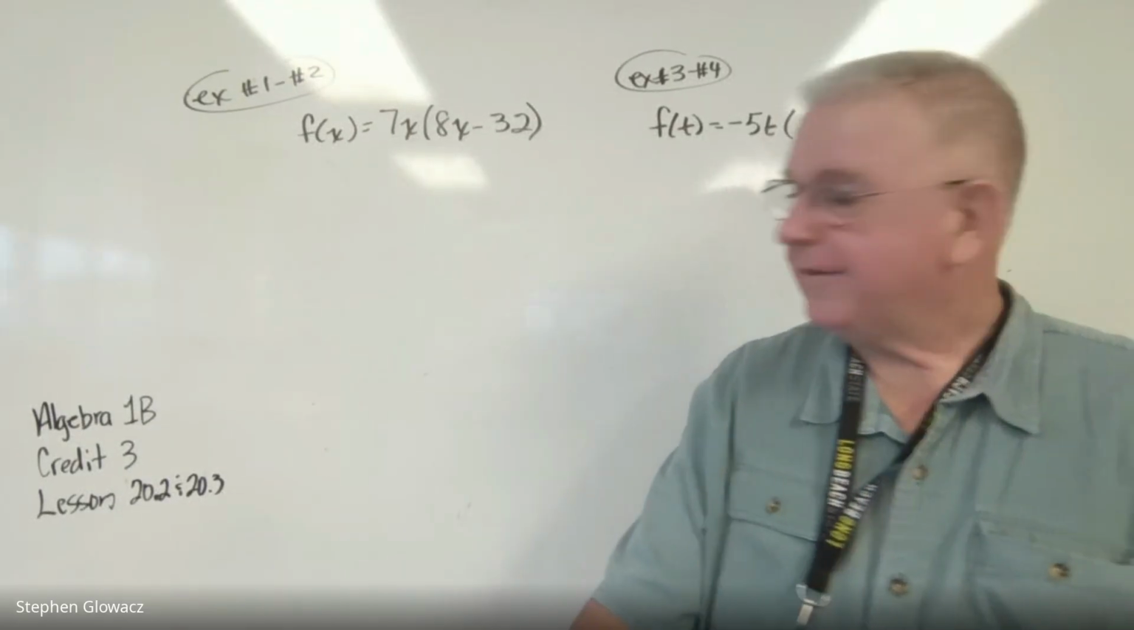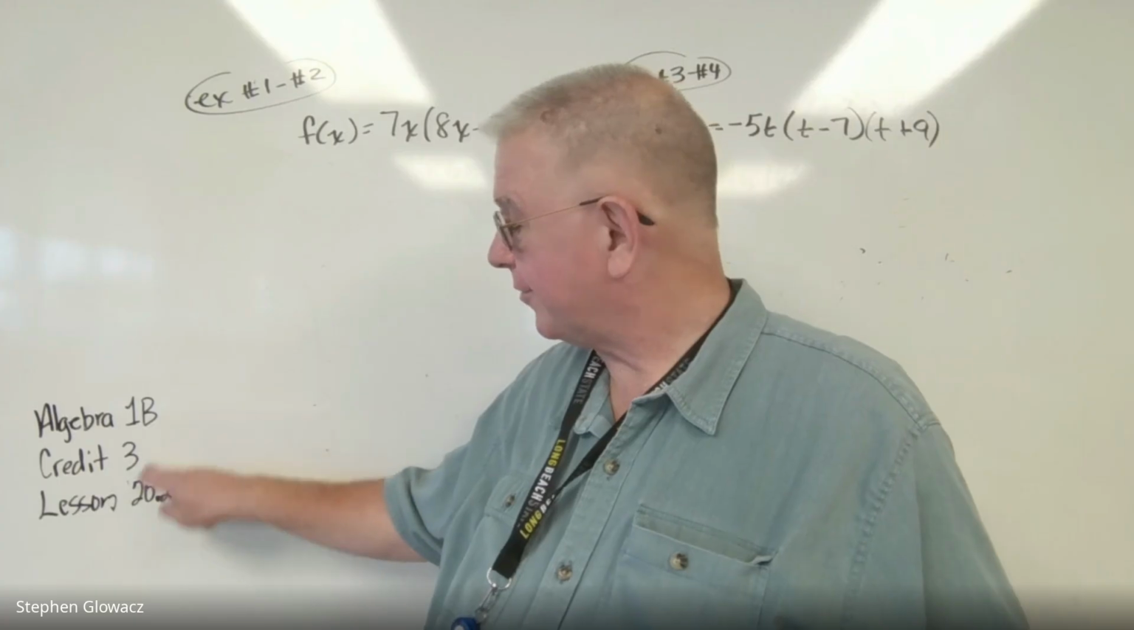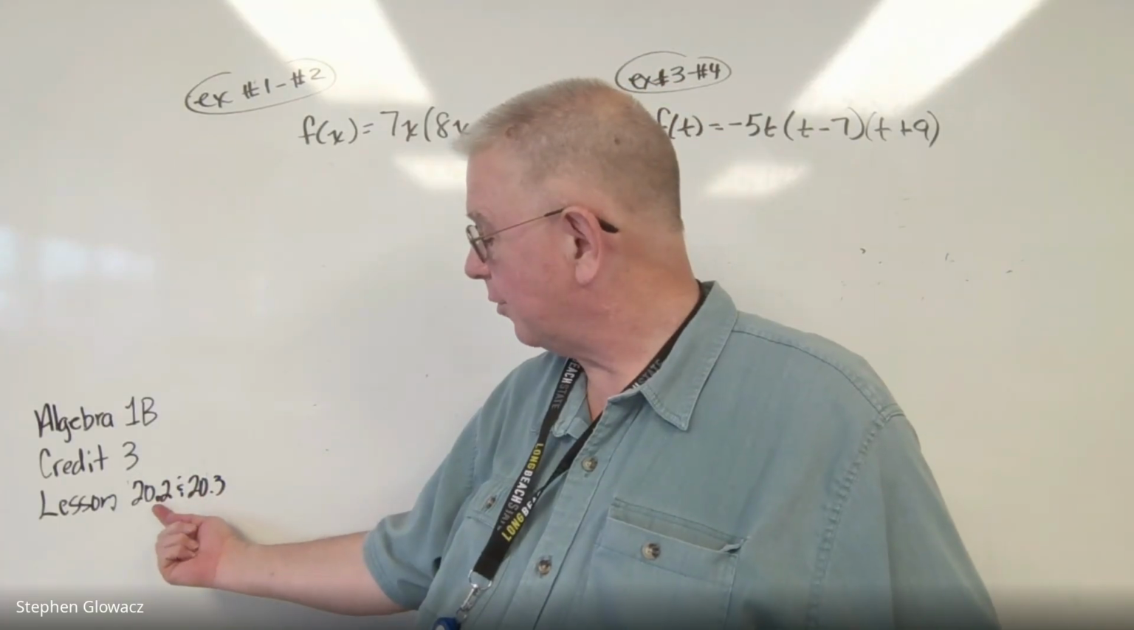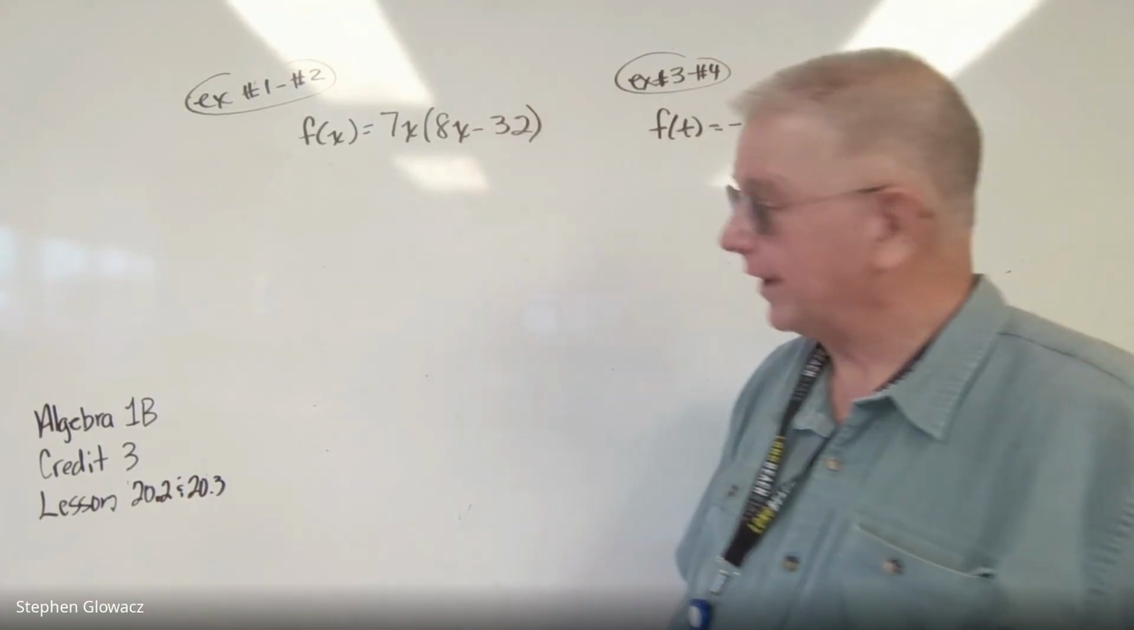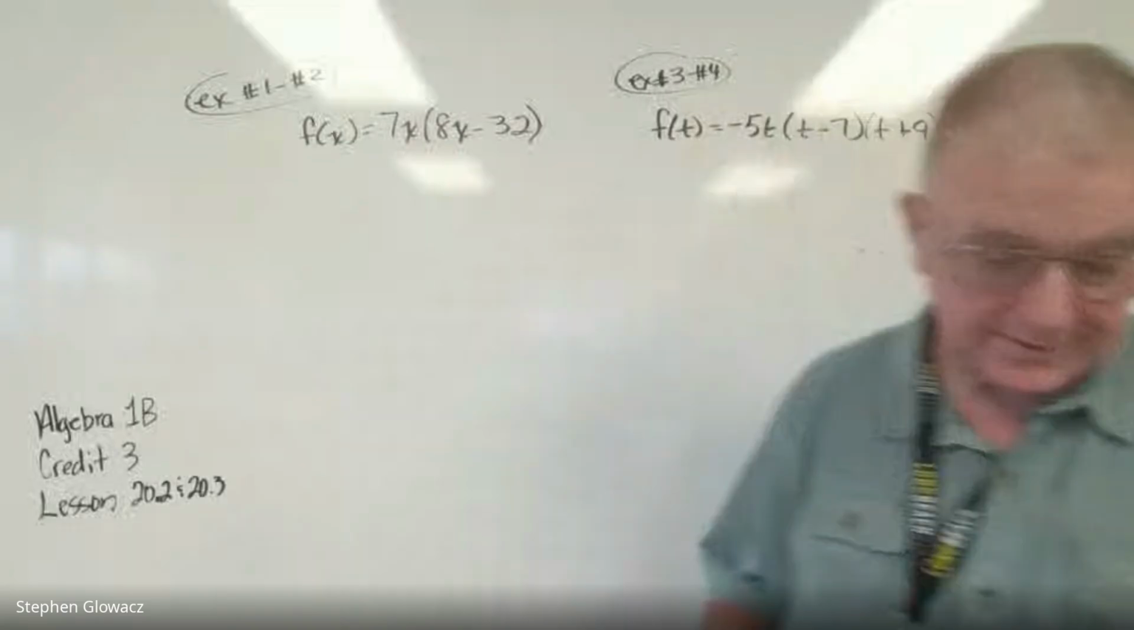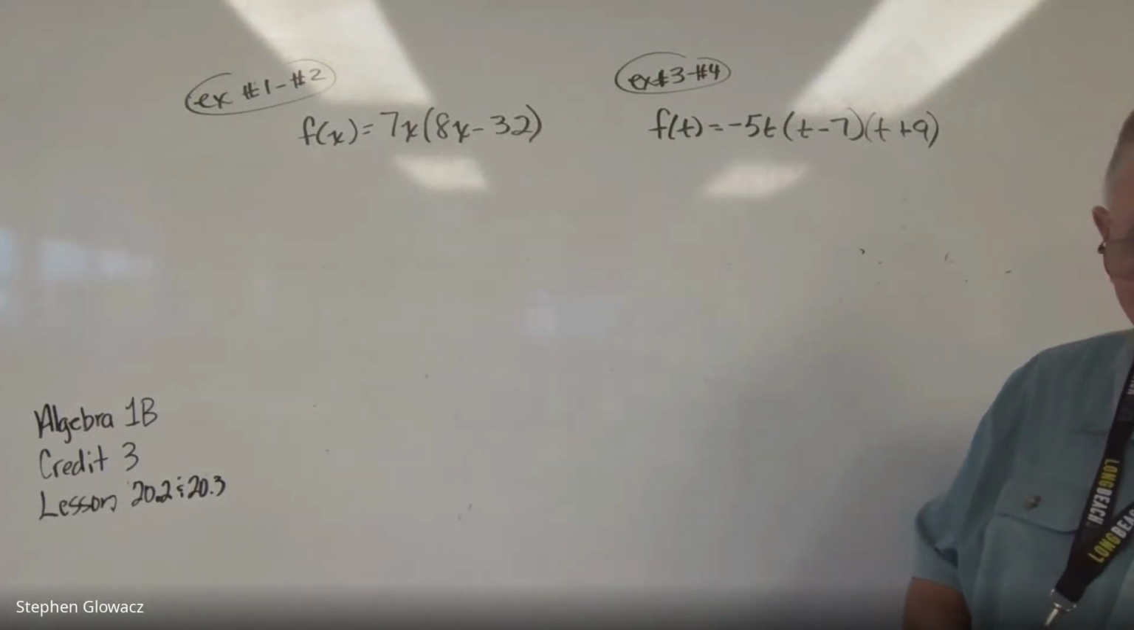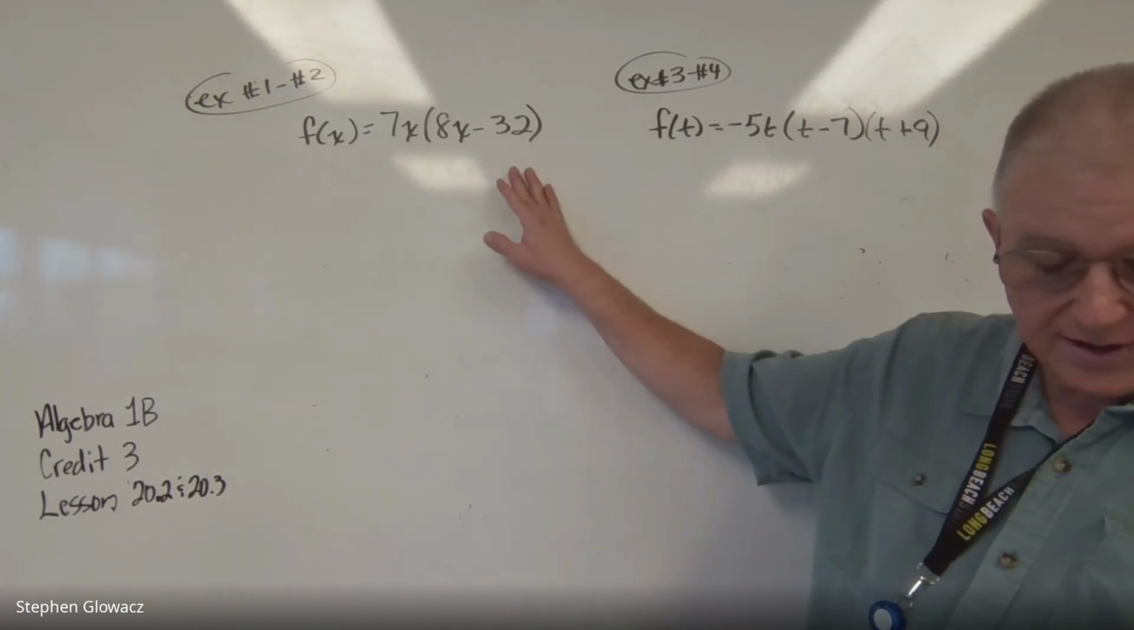These are the examples for Algebra 1B, Credit 3, combined lesson 20.2 and 20.3. All right, so even though it's a combined lesson, it's actually a fairly quick lesson. Our first example is for problems 1 and 2.